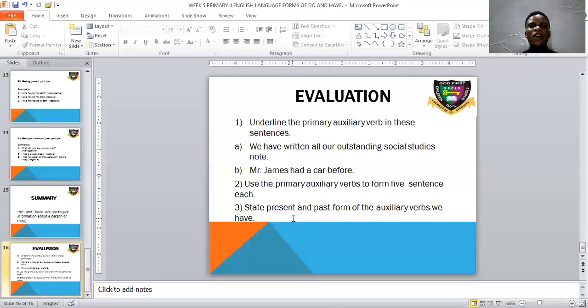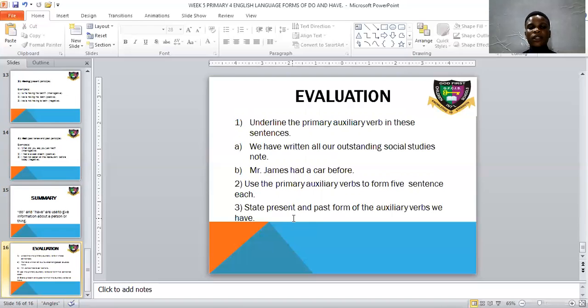Good. Now, the second question now says, number 2, use the primary auxiliary verbs to form 5 sentences each. Use the primary auxiliary verbs to form 5 sentences each. Now, you use the primary auxiliary verbs, the ones we've discussed during the course of our lesson, to what? To form 5 sentences each. Is that taken? Is that understood?